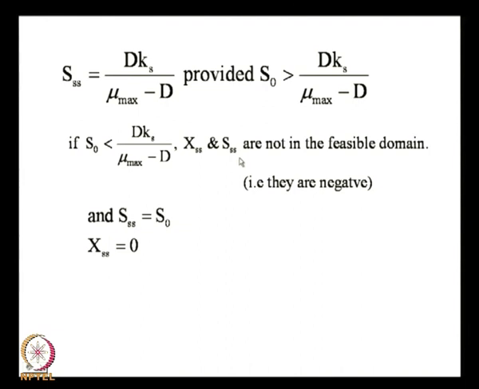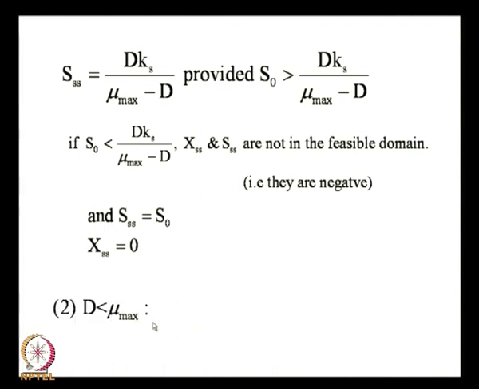Because both the substrate and the cell that are coming out have to be positive numbers. So, for the positivity of the cell, you need to ensure that D is less than mu max. For the positivity of the substrate, you need to ensure this quantity, that is the initial amount of substrate that you put into the system, is greater than D Ks over mu max minus D.